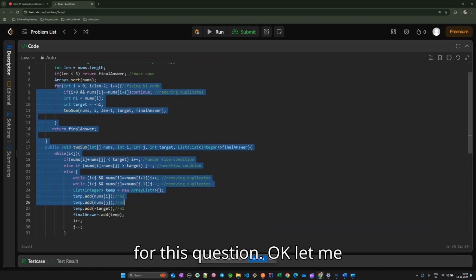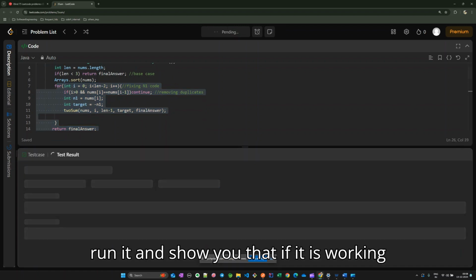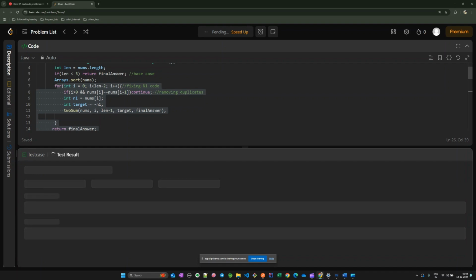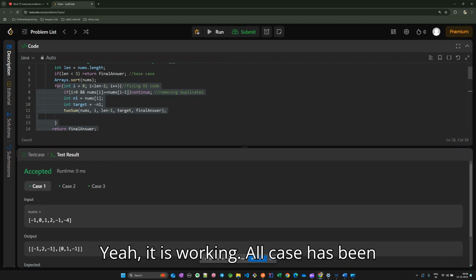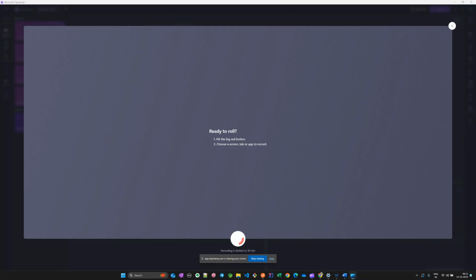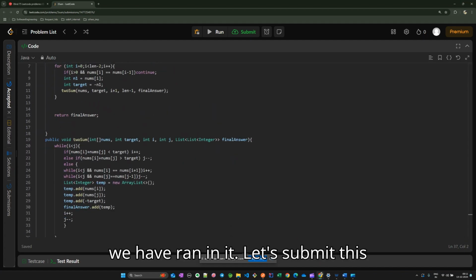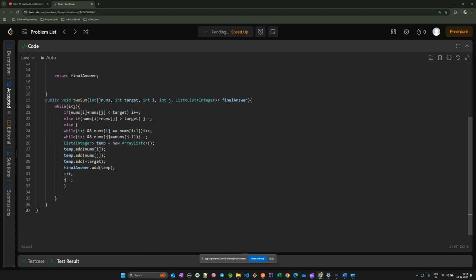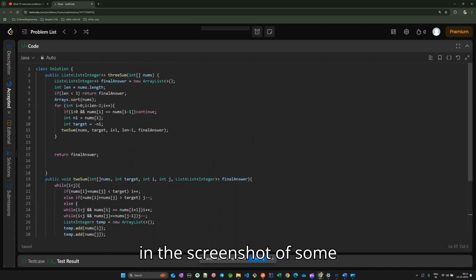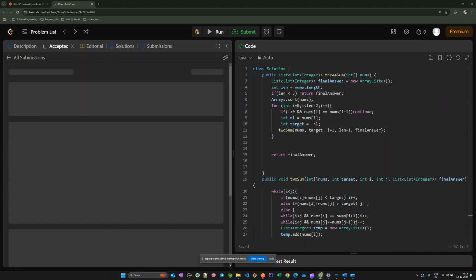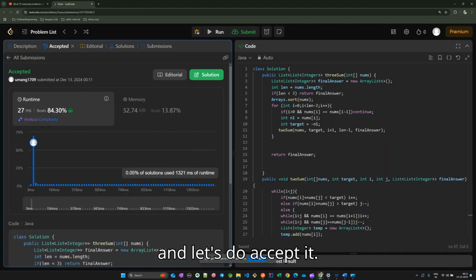Okay, let me run it and show you whether it is working or not. Yeah, it is working. All cases have been accepted. Yeah, so this is the code we have run. Let's submit this code, and yeah, this is accepted.